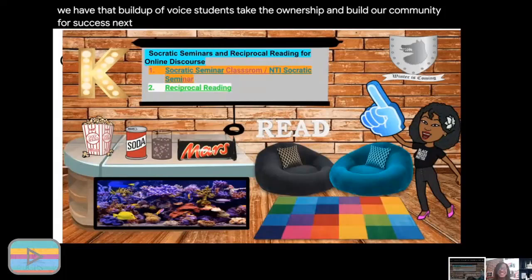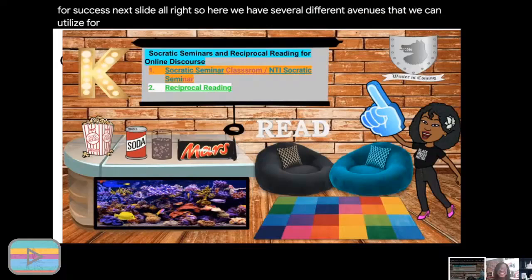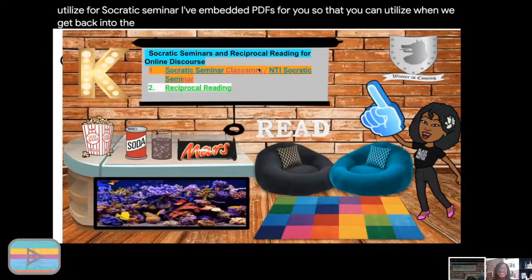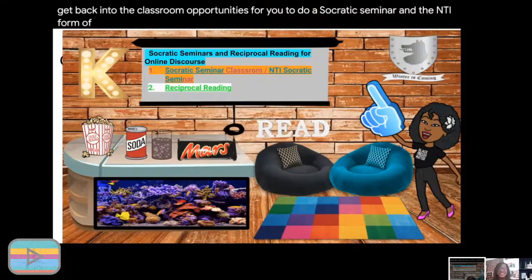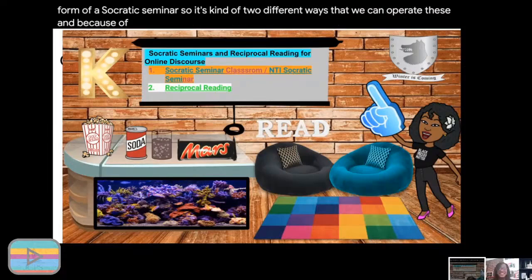Next slide. All right, so here we have several different avenues that we can utilize for Socratic seminar. I've embedded PDFs for you so that you can utilize when we get back into the classroom opportunities for you to do a Socratic seminar and the NTI form of a Socratic seminar. So it's two different ways that we can operate these. And because of NTI, we had to build around the students. So I'm going to focus on NTI Socratic seminar.